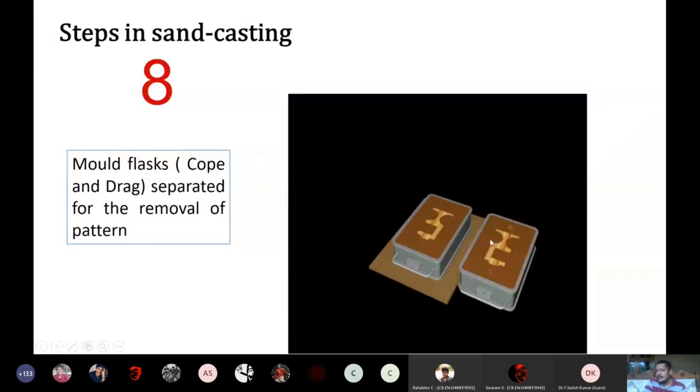So once it is removed, you can see the impression is shown over here. So these are the patterns. Now once you remove the pattern, you can see the mold cavity will come in this place. And this is the area where you can see the down sprue which I have kept.